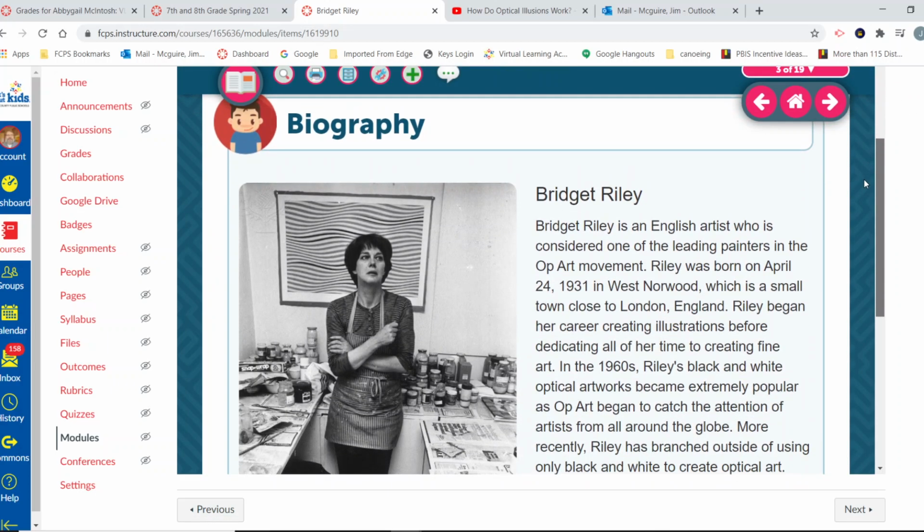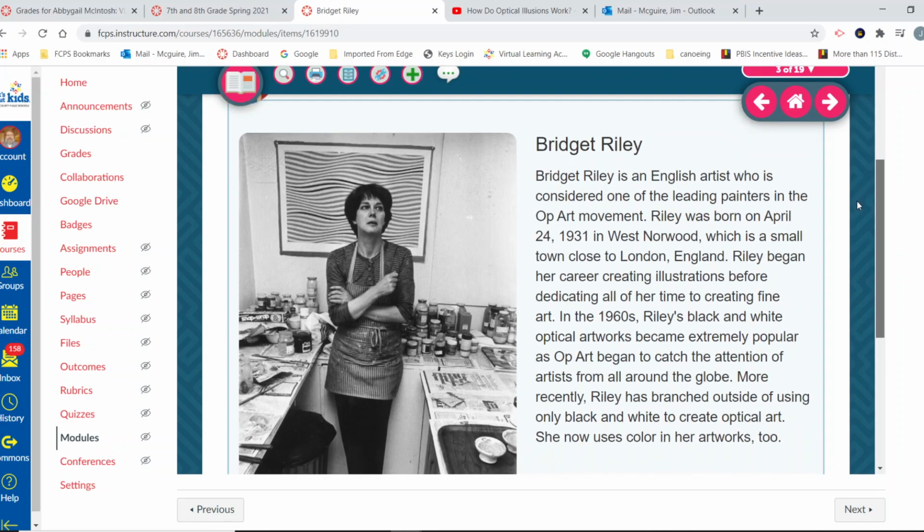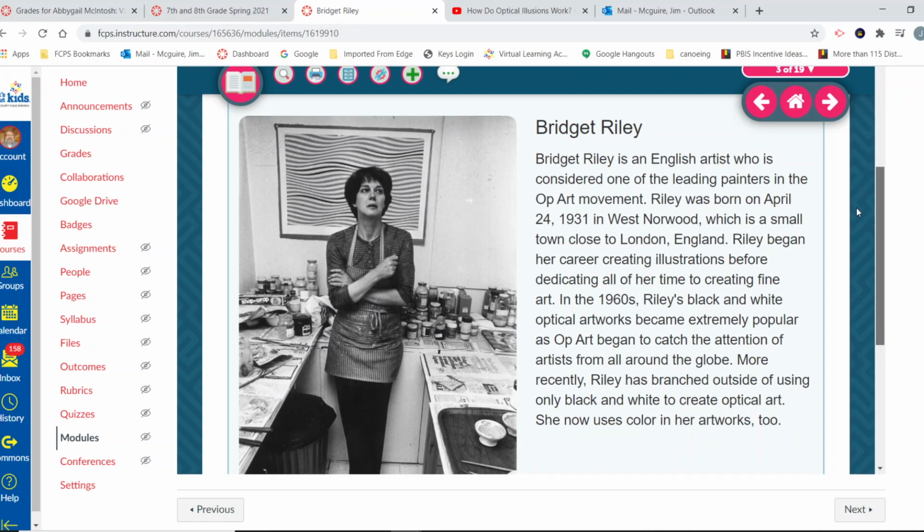Bridget Riley is an English artist who's considered one of the leading painters in the op art movement. Born April 24th, 1931 in Norwood, which is a small town close to London. Riley began her career creating illustrations before dedicating all of her time to creating art. So very much like Andy Warhol, who was the pop artist, she starts off as an illustrator like Andy did. She began devoting all of her time to painting in the 60s.